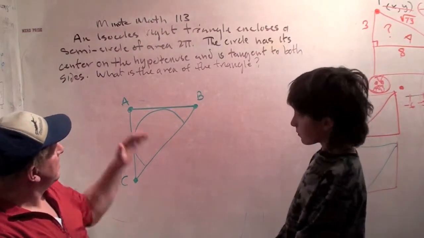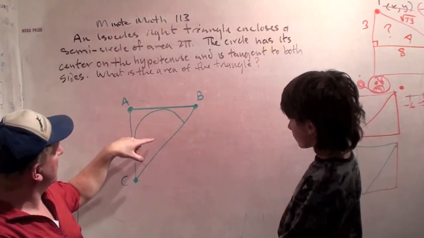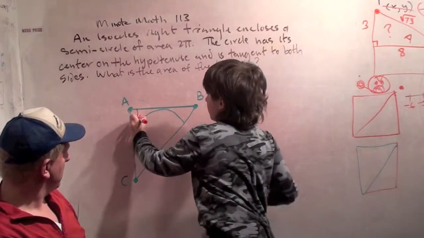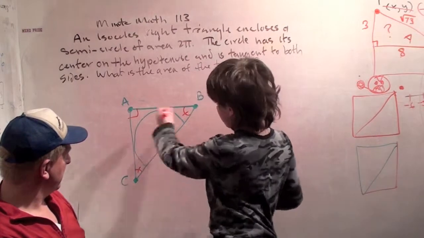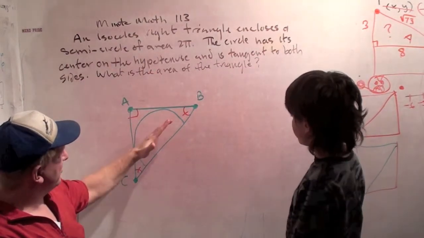Okay, you ready? An isosceles right triangle encloses a semicircle. So let's talk about what that is. What is an isosceles right triangle? It means it's got a right angle here. Right angle there, okay. And these angles are the same, and those angles are the same. The two sides are the same. Okay, great. Encloses a semicircle of area 2 pi.